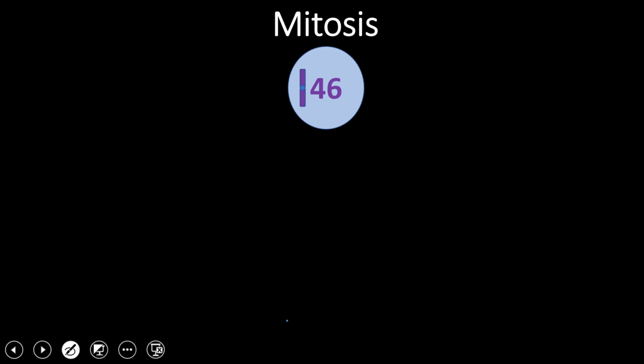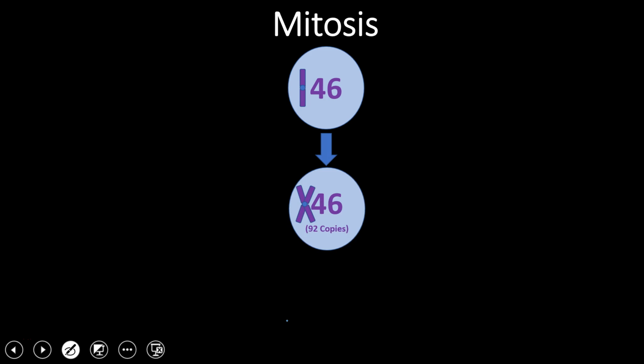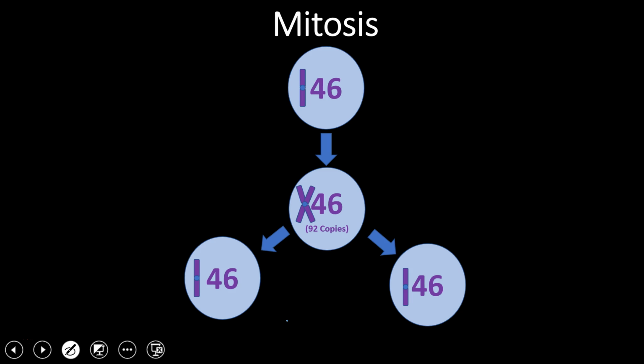So we start off with 46 chromosomes in each cell. That's how many a human has, 46 chromosomes. During S phase, that gets duplicated to 92 copies, but since they're attached, it's still 46 chromosomes. And then through cell division, we end up with, again, 46 chromosomes, but they're single copies, okay? They're single copies.